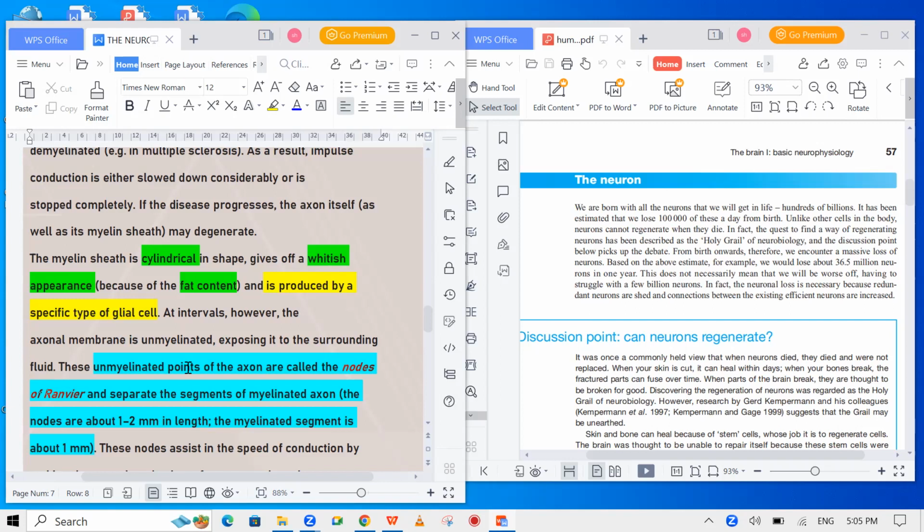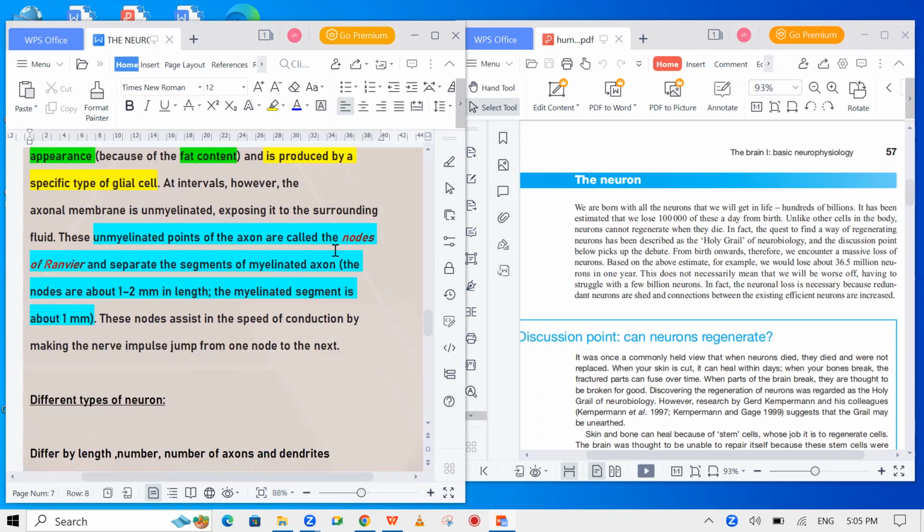The unmyelinated points of the axon are called the nodes of Ranvier and separate the segments of the myelinated axon. The axons are about 1 millimeter in length and the myelinated segment is about 1 millimeter. The nodes assist in the speed of the conduction. So the node of Ranvier helps in the speed of conduction.